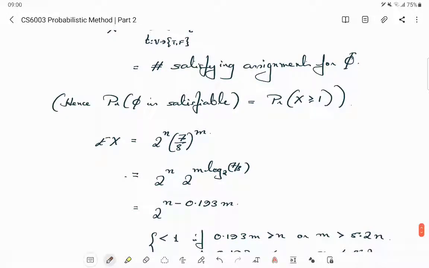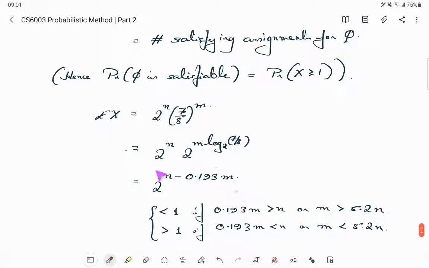So now it's only about rearranging this term. This 7/8 to the power m, I can write as 2 to the power log to the base 2 of 7/8, the whole power m. Calculate log base 2 of 7/8. It will be minus 0.193. Okay, now what about this number? When does this E of x become very small? When does it go to 0? When does it go to infinity? Right?